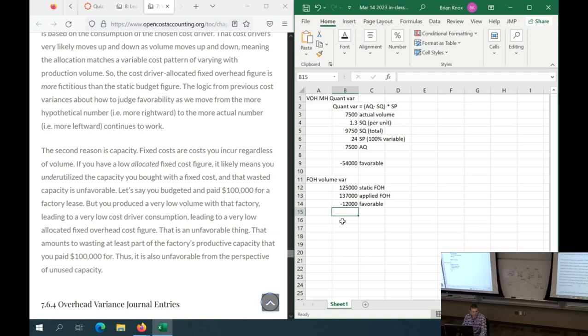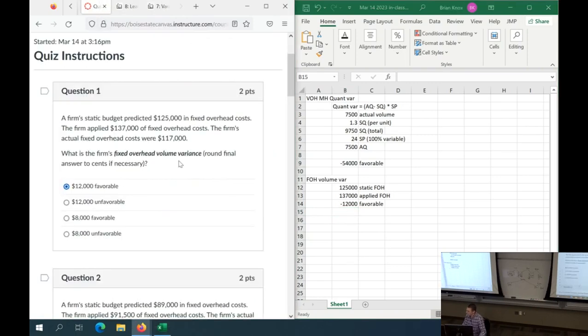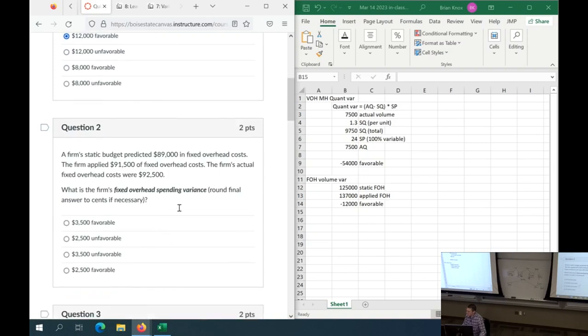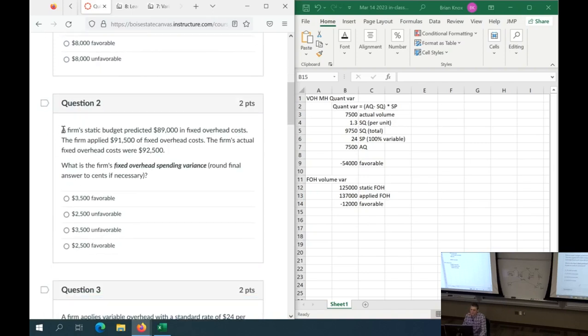Let's do one more problem. Let me do 2 more real quick. We'll do another volume variance and a spending variance. So here's a spending variance, and you'll see a pattern here. The fixed overhead ones, again, are stated pretty simply.